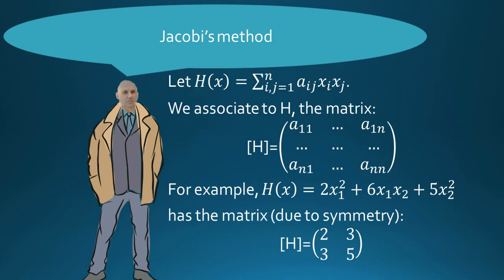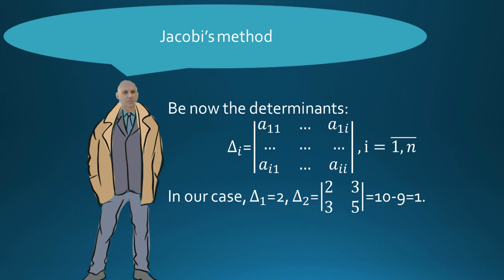Jacobi's method. Let h(x) = sum of a_ij x_i x_j. We associate to h the matrix with elements a11 to a1n, ..., an1 to ann. For example, h = 2x1² + 6x1x2 + 5x2² has the matrix, due to symmetry, (2, 3; 3, 5). Now the determinants delta_i, with a11 to a1i in the first row and the last row a_i1 to a_ii, where i goes from 1 to n. In our case delta 1 equals 2 and delta 2 equals 10 minus 9 equals 1.